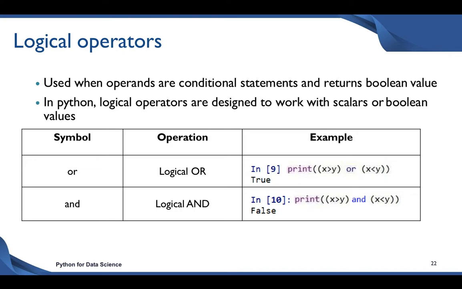Then the next logical operator we have is AND. Likewise, we have an OR truth table, and similarly we have an AND truth table also. To understand logical AND better, we need to first understand the truth table of AND. Let us make the truth table of AND.